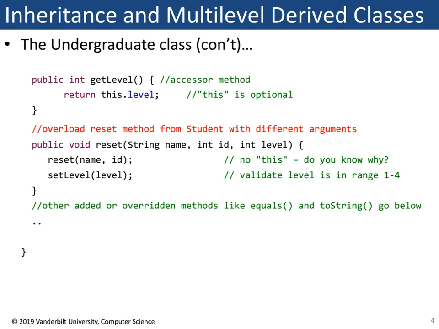And Java knows which reset we're talking about because the parameter list is not the same as this parameter list. So it knows which of the available reset methods we intend it to call. And then we set the level to whatever level was passed in.